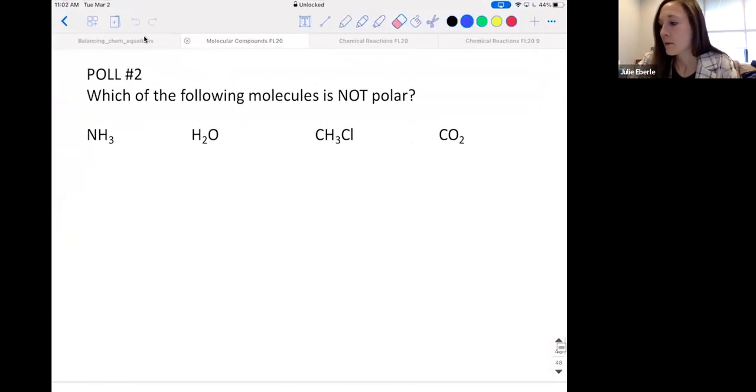Okay. So the 2 most popular answers chosen right now were CH3Cl and CO2. Y'all said a lot of people thought either one of these is a non-polar molecule. So let's start with NH3 because some people chose it.